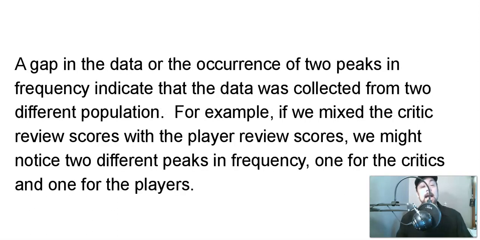A gap in the data or the occurrence of 2 peaks in frequency indicate that the data was collected from 2 different populations. For example, if we mix the critic review scores for Animal Crossing with the player review scores, we might notice 2 different peaks in frequency, one for the critics and one for the players.